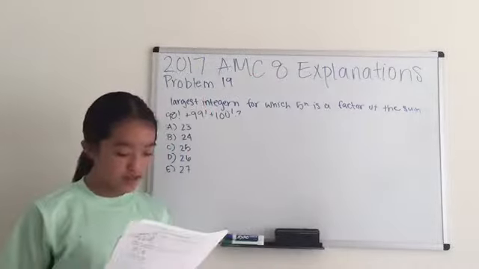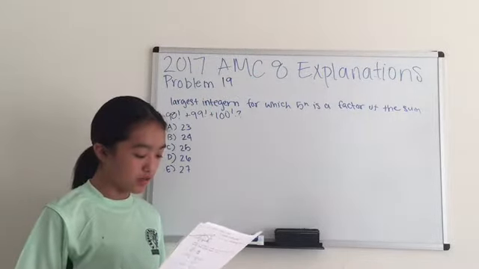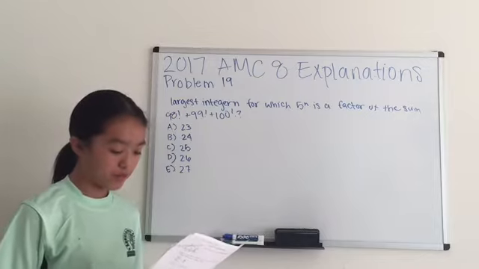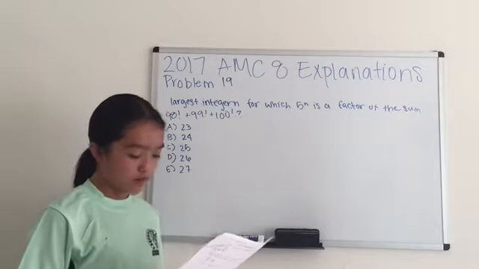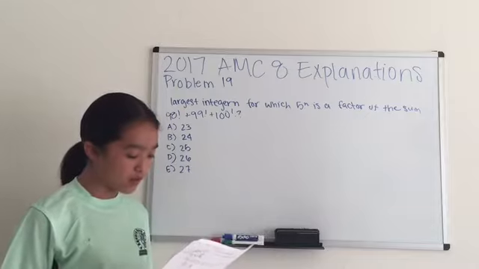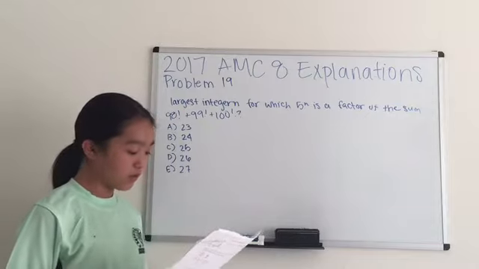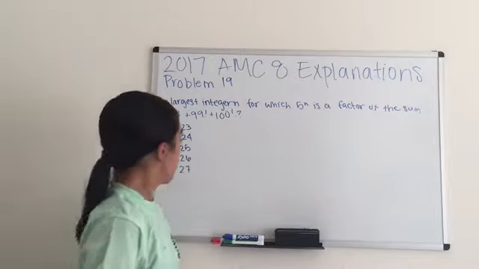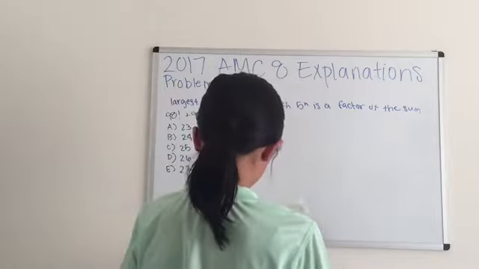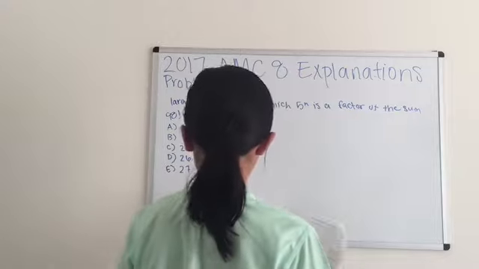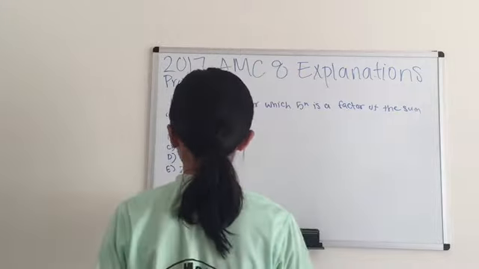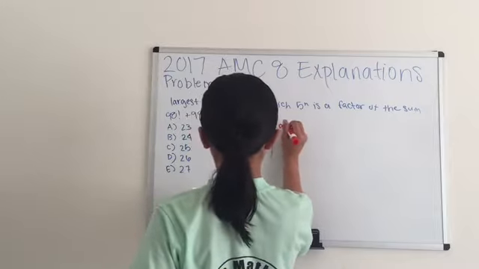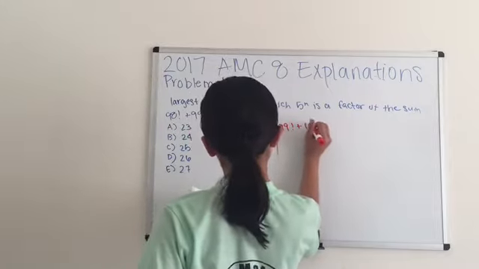Problem number 19 says, for any positive integer m, the notation m factorial denotes the product of the integers 1 through m. What is the largest integer n for which 5 to the power of n is a factor of the sum 98 factorial plus 99 factorial plus 100 factorial? So in order to solve this, you would first start off by writing down this equation. So it's 98 factorial plus 99 factorial plus 100 factorial.